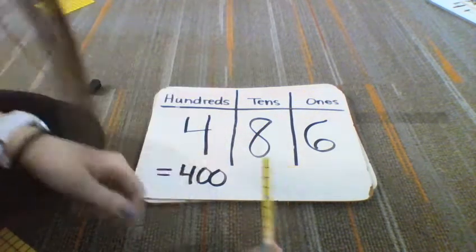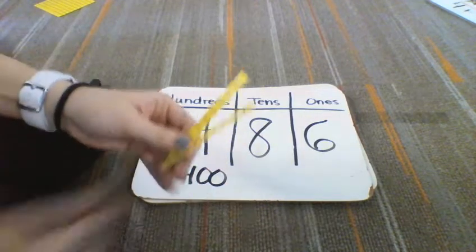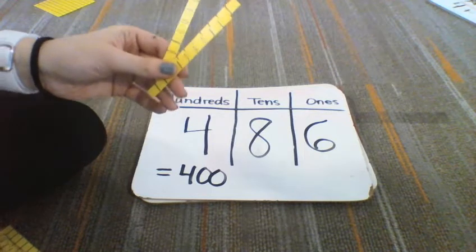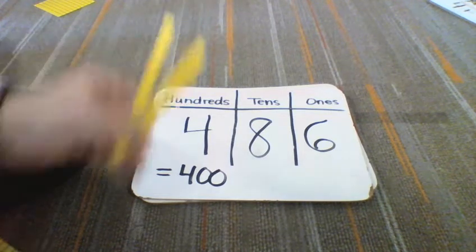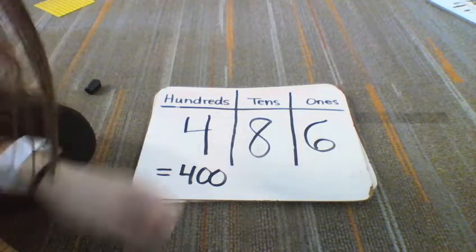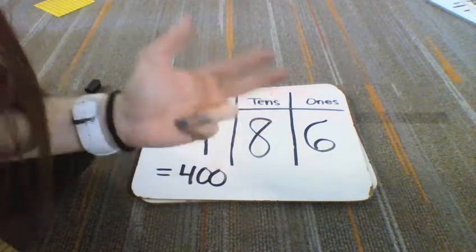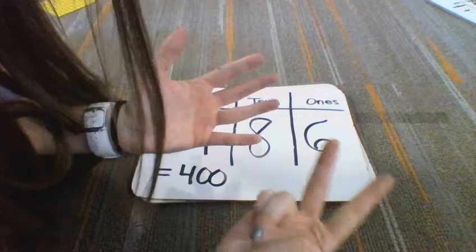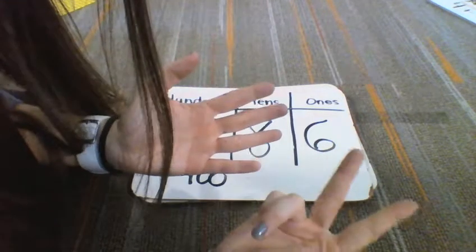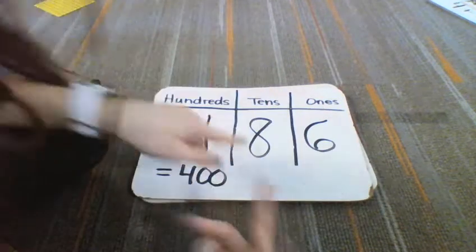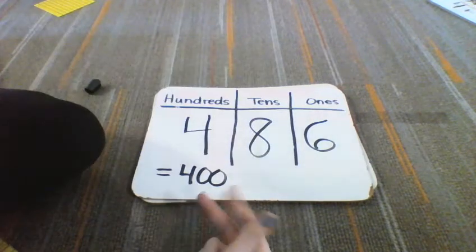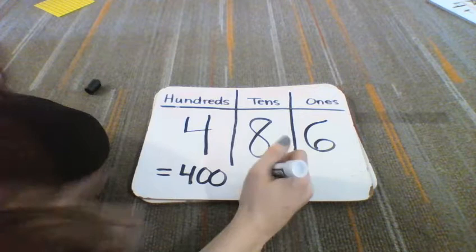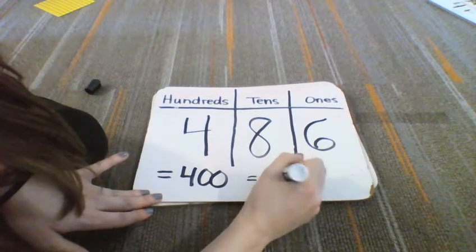So you go 10, 20, 30, and then you keep going on. So 10, 20, 30, 40, 50, 60, 70, 80. I have 8 fingers up because there's an 8 in the tens, and the last number I said was 80. So 8 groups of 10 equals 80.